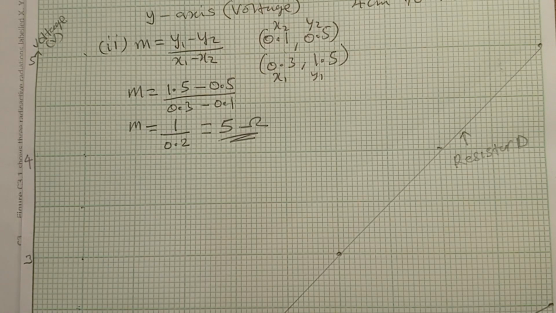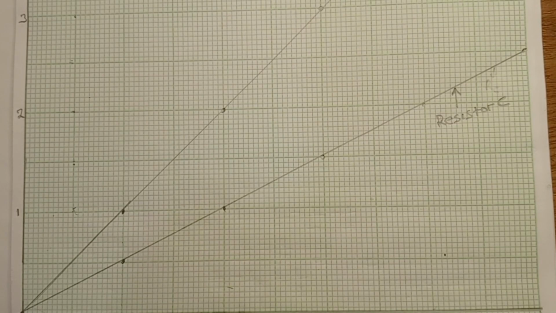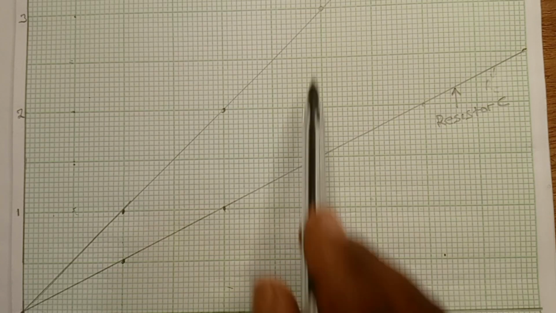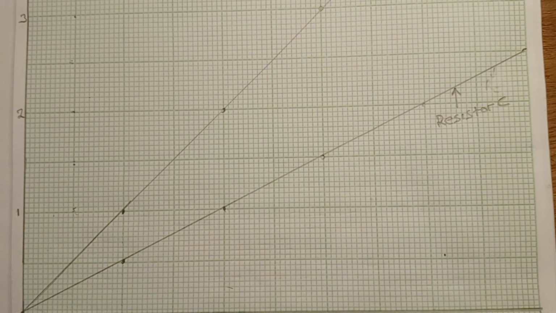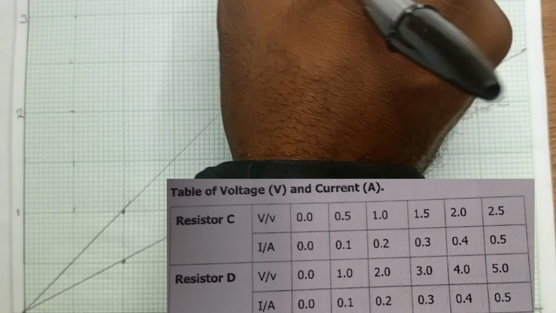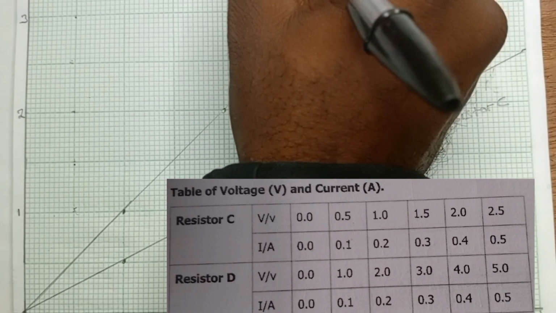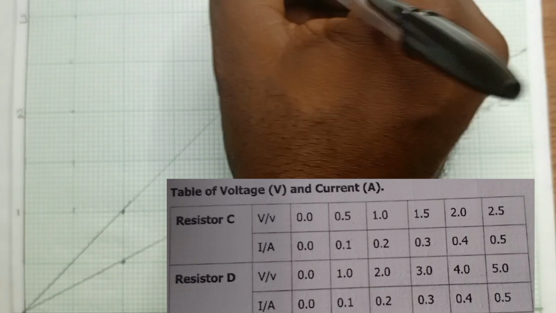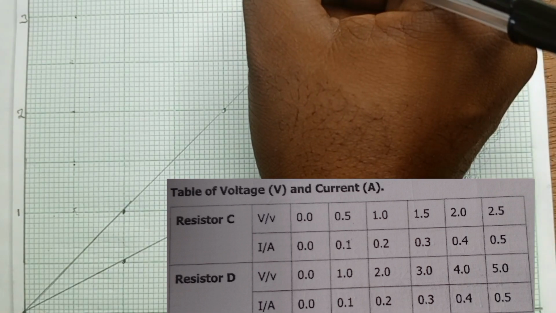So for the two graphs, the values for x are just the same. So for resistor C, for x I picked 0.1. So I'll also pick 0.1 for resistor D. So 0.1 comma 1. So this is x1, y1. Then 0.3 comma 3.